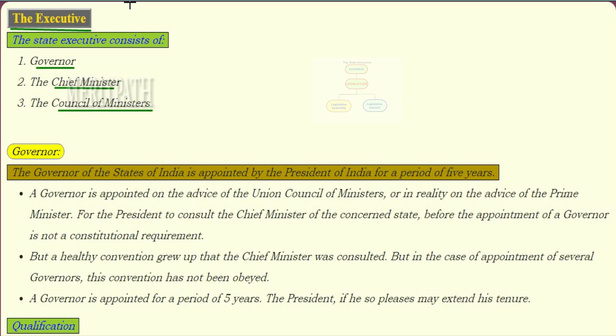And next let's see about the executive of the state. The executive of the state consists of three: the governor, the chief minister of the state and the council of ministers.